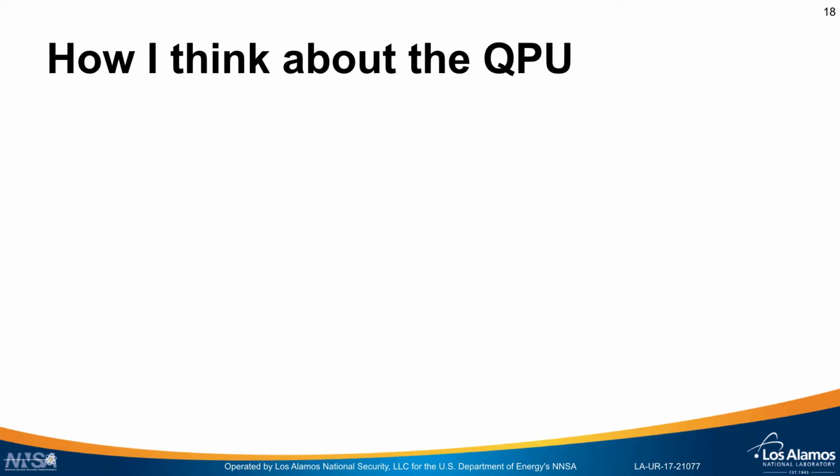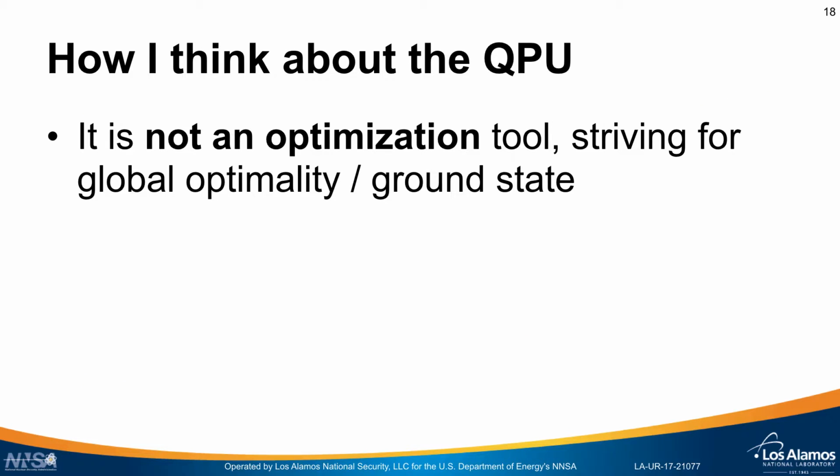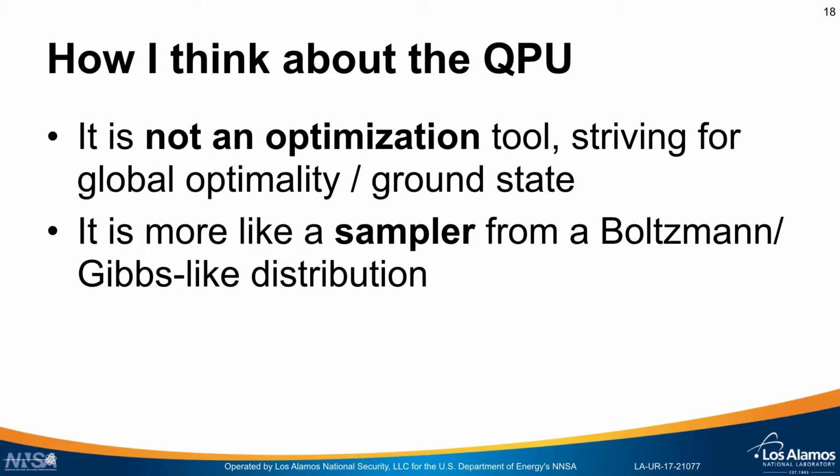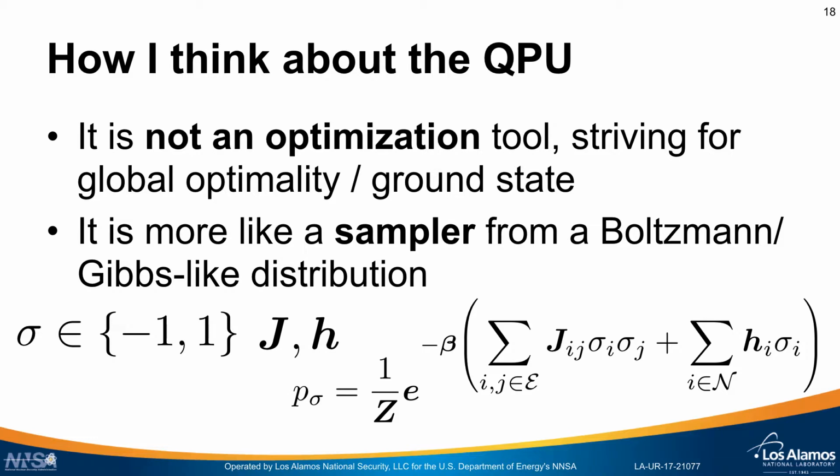What I've learned in my experience trying to debug things on this machine is that it doesn't behave like an optimization tool striving for global optimality or ground state. It behaves much more like a sampler from a Boltzmann or Gibbs-like distribution. So if we assume our states are -1 or 1 sigma, and we have the couplings J and the field H, the Boltzmann distribution would be defined by this particular equation.